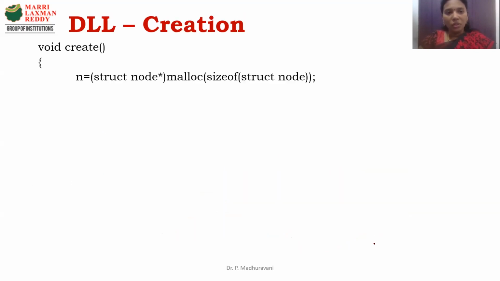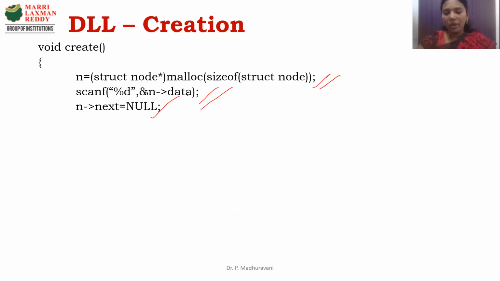Let's see the function here. First, allocate memory for the node structure and then read the data into the data field. Make the next pointer null and then make the previous pointer null.